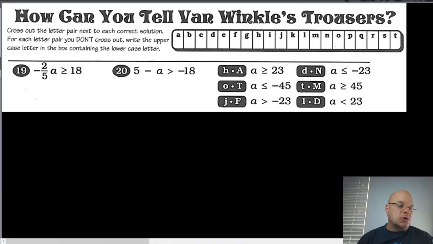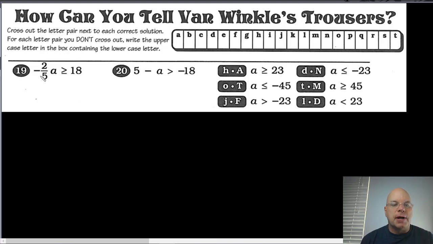Today we practiced solving inequalities, which is very similar to solving equations. There's only one minor thing that you need to consider. Anytime you multiply or divide by a negative, then you have to reverse the inequality, and we investigated why that was true today in class.